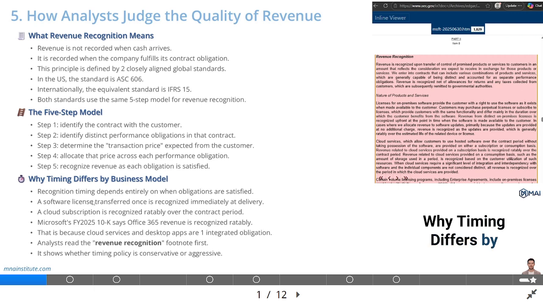Why timing differs by business model. The timing of recognition depends entirely on how and when those obligations are satisfied. A software license that transfers control at a single point in time is recognized immediately upon delivery. A cloud subscription that delivers service continuously over a contract period is recognized ratably each month over that period.